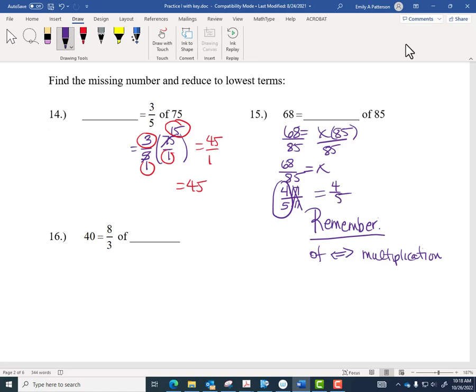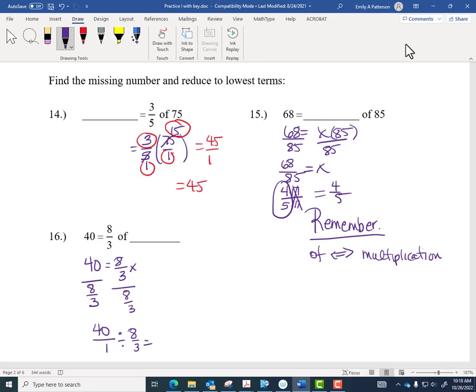Number 16 is set up the very same way, so I have 40 is equal to 8/3 of something, and I'm not sure what. So just like in problem 15 where we divided both sides by the value multiplying x, I'm going to divide by this fraction. So I have 40 divided by 8/3. And whenever we have any fraction division, I'm going to first set it up, so I've got 40 over 1 divided by 8/3.